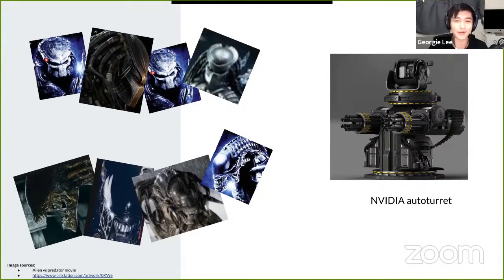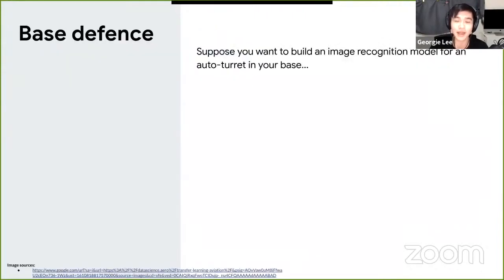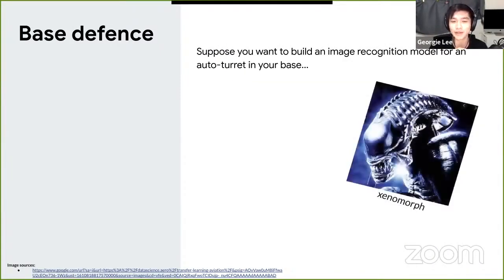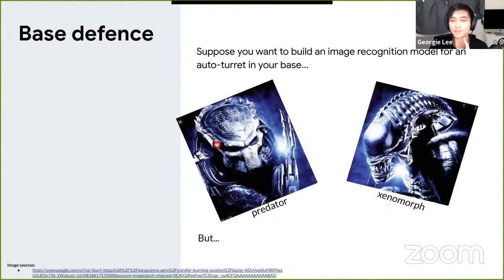You don't want your auto turret to gun them down as well and make enemies with them, so you can't set it to rampage mode and shoot everything on sight. So what can you do? As someone who's into data science, you'd probably build an image recognition model for your turret, so it only shoots aliens. But there is a problem.